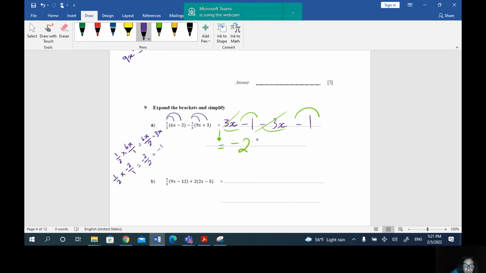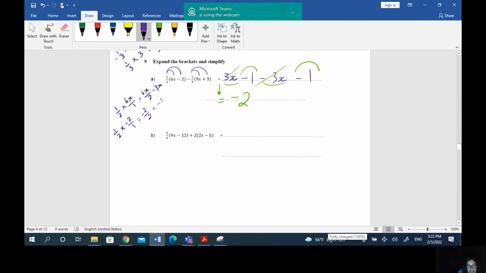Same applies to a third. If you say negative a third times 9x, this is over 1. So it will be 9x over negative 3. If you cancel, it will be negative 3x. Now, a third times 3 will be 3 over 3, which will come down to 1. And that's where we got this from.